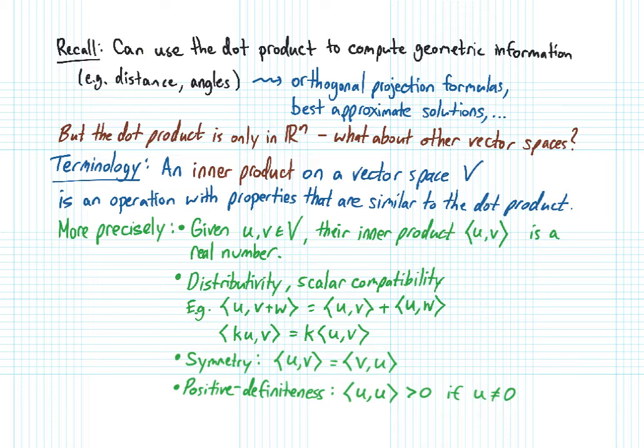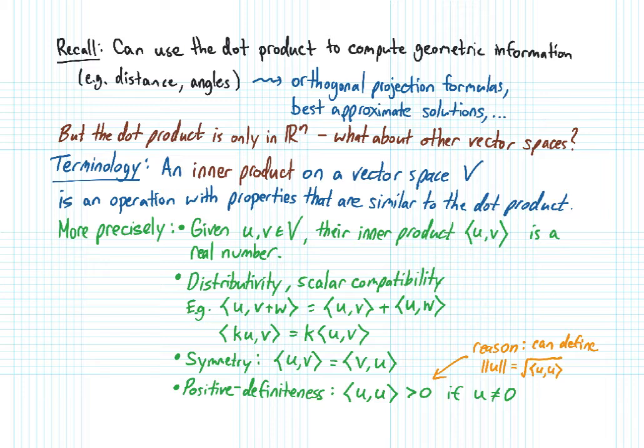And then there's one more thing, and it might seem a little bit weird at first. It's called positive definiteness. And what it says is that if you have a non-zero element v, and you take the inner product with itself, you should get a positive number. And the reason for this is that it allows us to get a good notion of length of a vector. Remember that in Rn we have this equation that the length of a vector is equal to the square root of the dot product of that vector with itself.